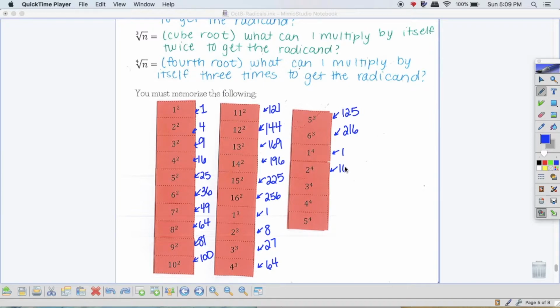Okay, then we have got 3 times 3 is 9. Times 3 again is 27. And 27 times 3 again. You got to multiply it by 3 again to get 81.